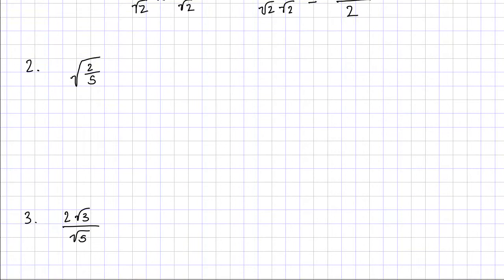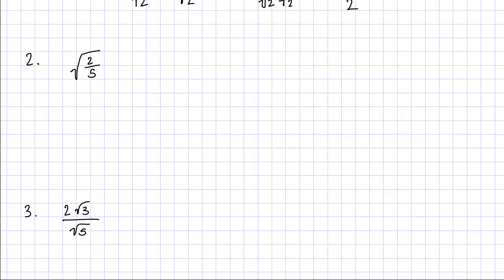Now in this second question, I have square root of 2 over 5. Now we know from our third rules, this is actually equal to root 2 over root 5. Now if I want to rationalize the denominator here, I'm just going to write this again. So I need to multiply top and bottom by root 5.